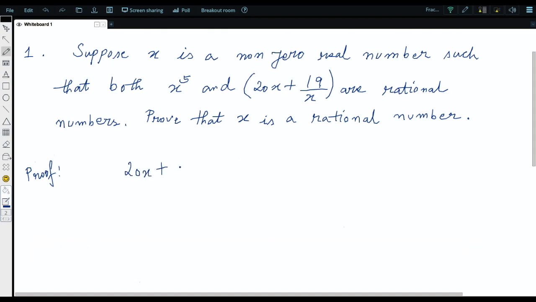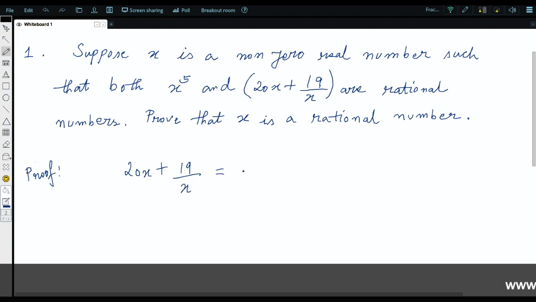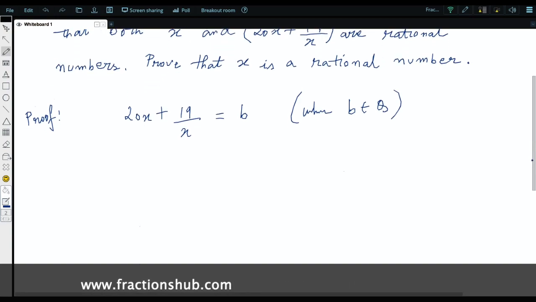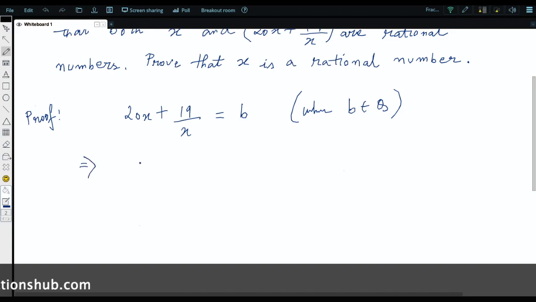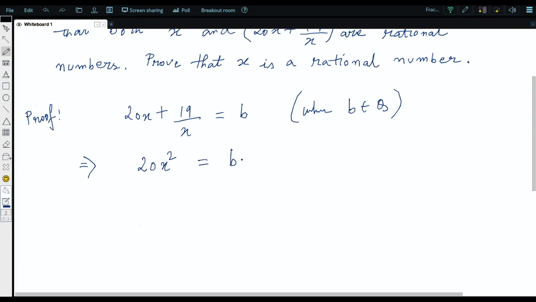So 20x plus 19 by x is a rational number. So let's take it to be some b, where b is in the set of rational numbers. And let's multiply with x. So we get 20x squared is nothing but b times x minus 19. And from here, just note down the value of x squared, which is nothing but (bx minus 19) by 20. And let's note this as equation 1.